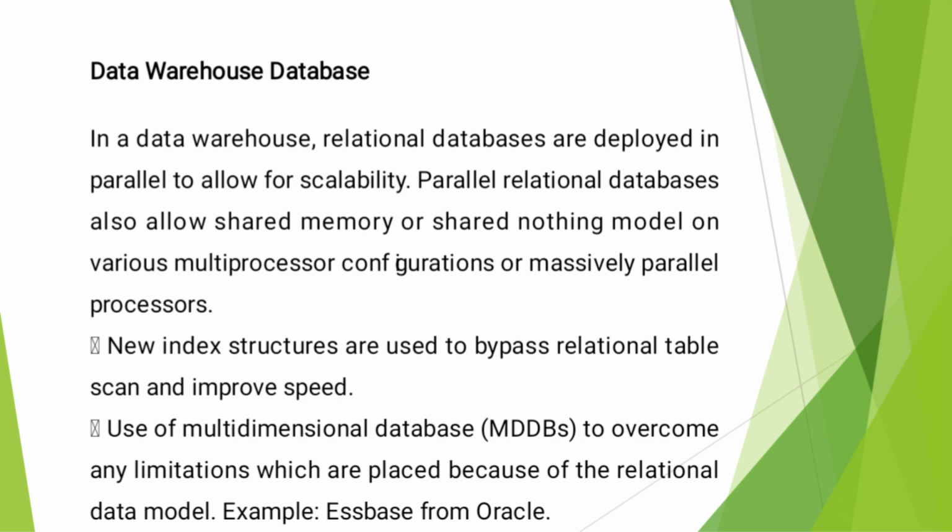The data warehouse database. In a data warehouse, relational databases are deployed in parallel to allow for scalability. Parallel relational databases also allow shared memory or shared nothing models on various multiprocessor configurations or massively parallel processors. New index structures are used to bypass relational table scans and improve speed. Multidimensional databases are used to overcome any limitations placed by the relational data model. Example, Essbase from Oracle.